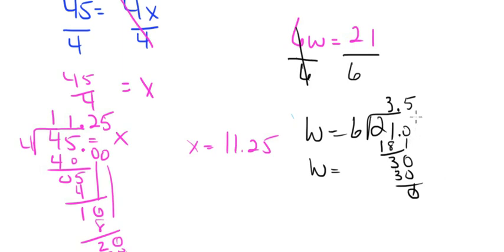Now, if I didn't want to make that a decimal, I could have just said I had 3 left over, so I could have made it 3 over 6, the 3 left over as my numerator. And then, of course, 3/6 can be reduced down to 1/2. So 3 1/2 or 3.5 is the answer. Did everybody get that? Good. Good job.